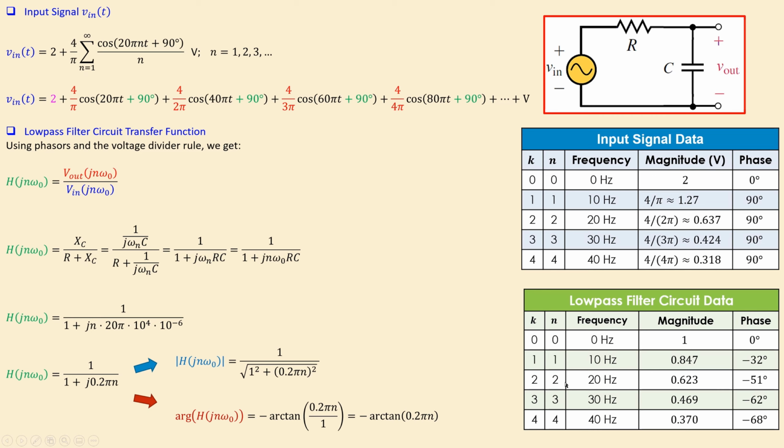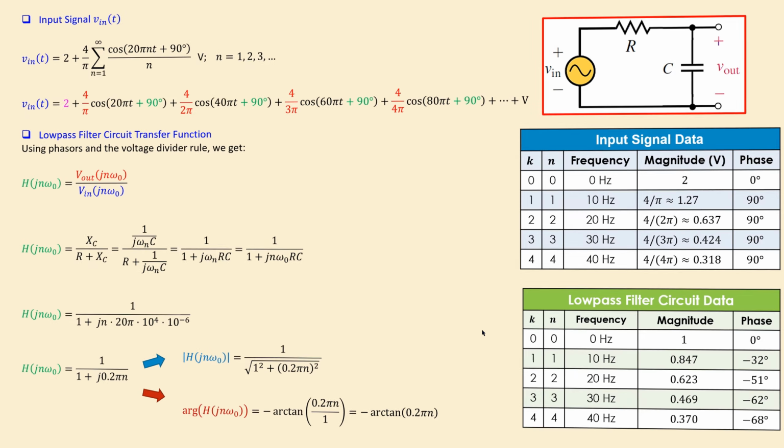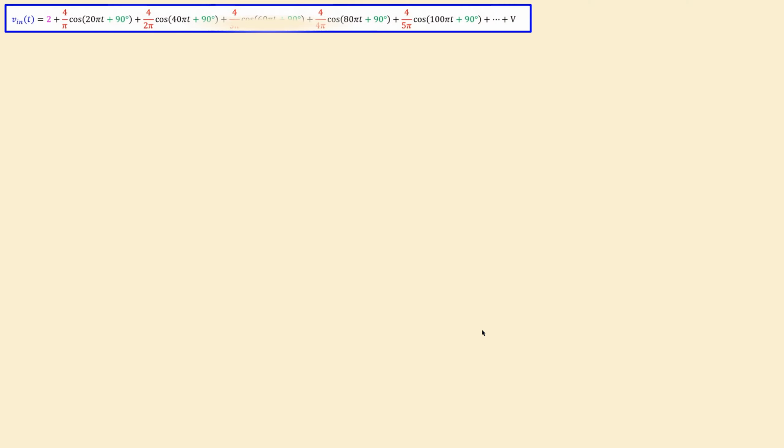Again, if you move on for NS2, 3 and 4, you will have the associated magnitude and also the phase. This is an important table that we will use later on for the calculation of our output signal data. So let's look at our next example, that is, of course, the determination of our output signal.